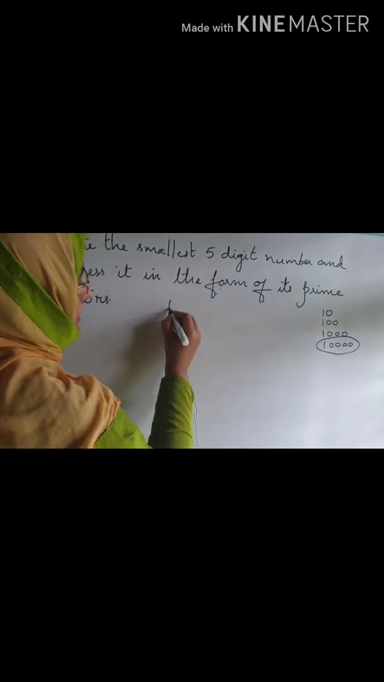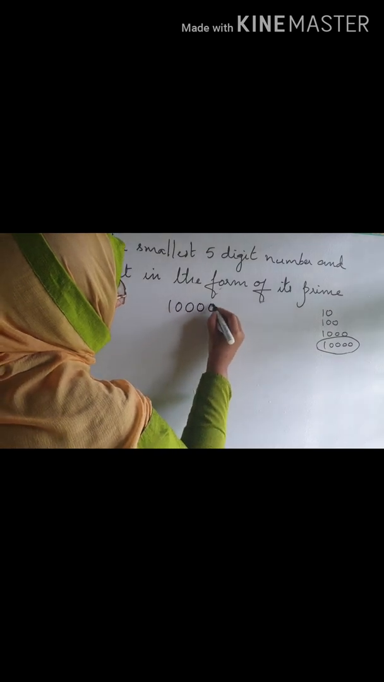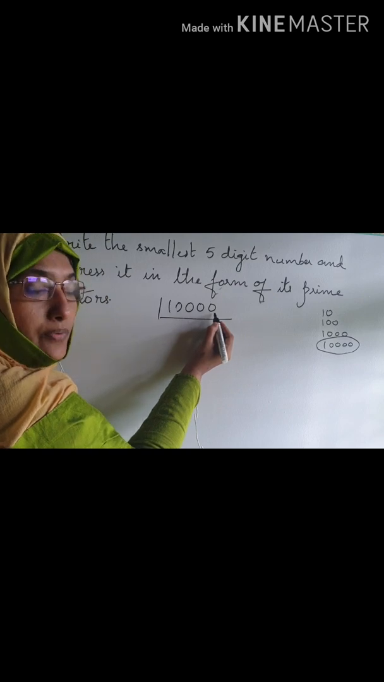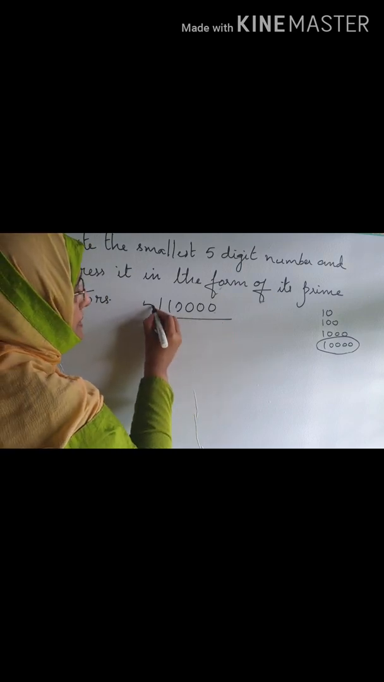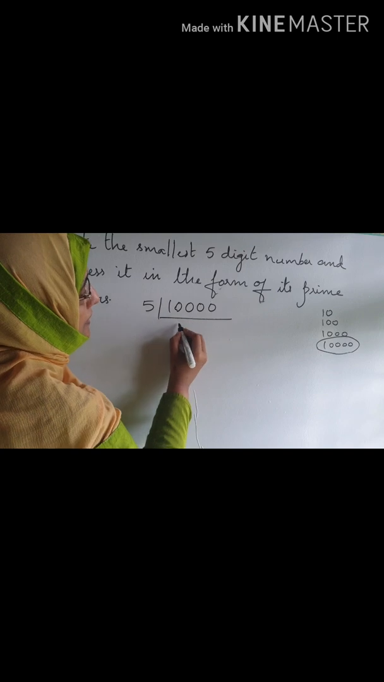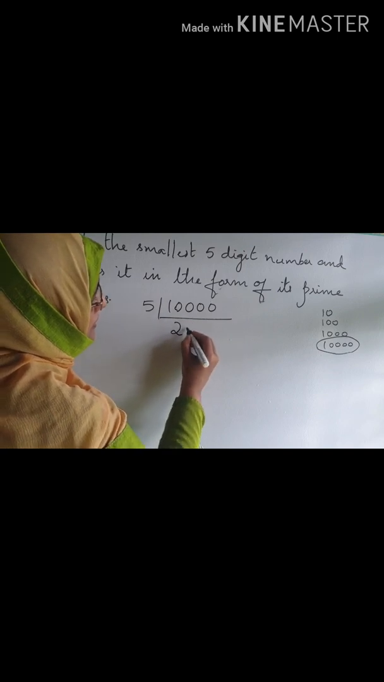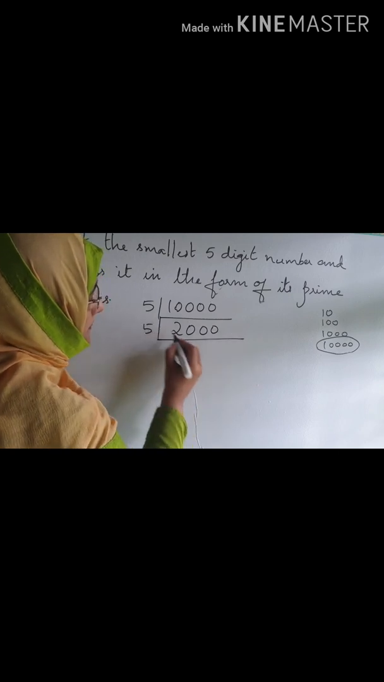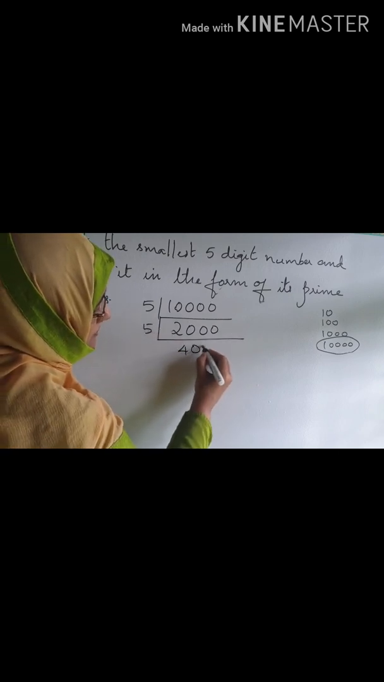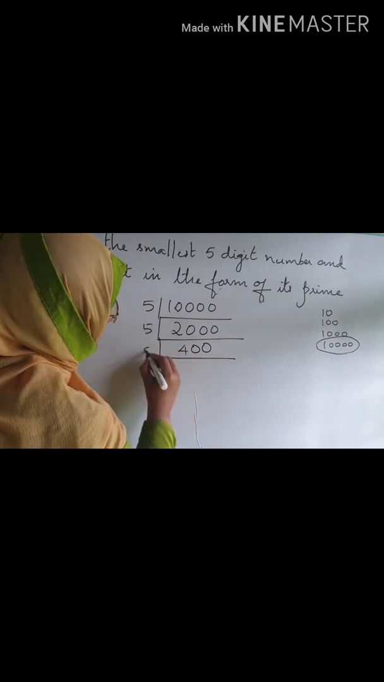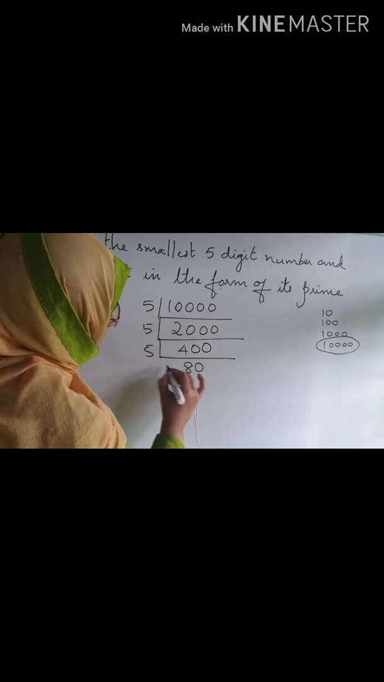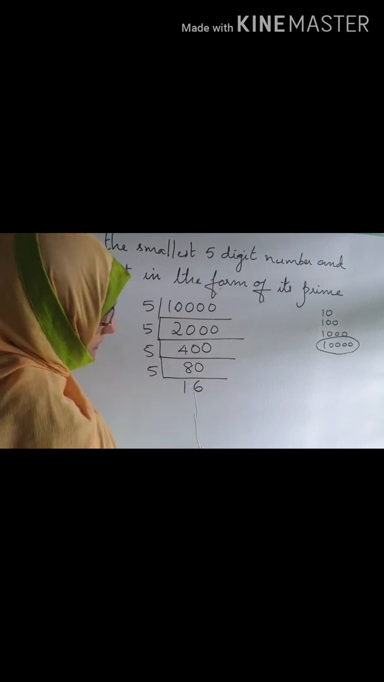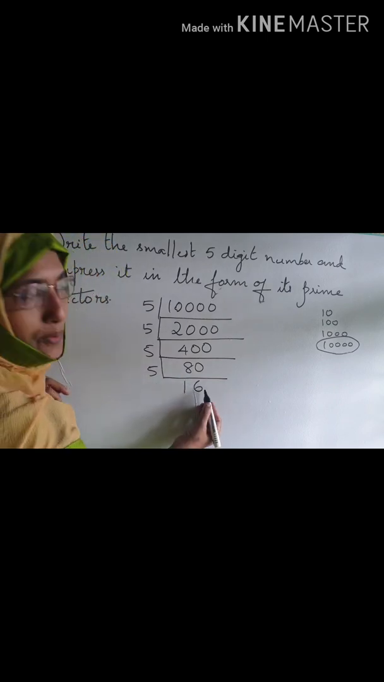So how will you prime factorize 10,000? I told you, if the last digit is 0 or 5, you can start with 5. So first you can write 5. Then 2,000. Okay. Again you can use 5. 400. Again you can use 5. 80. Again you can use 5. 16. Now finish. You cannot use 5 here.